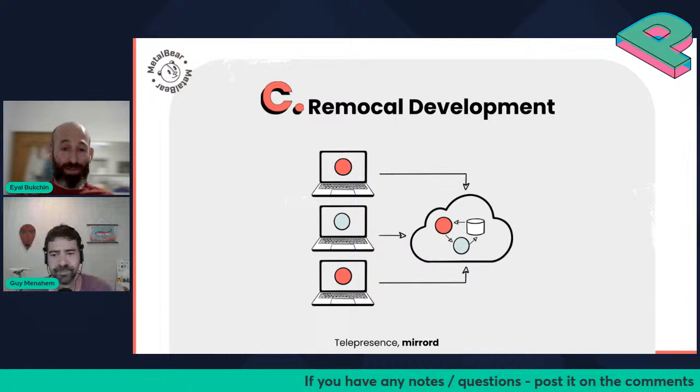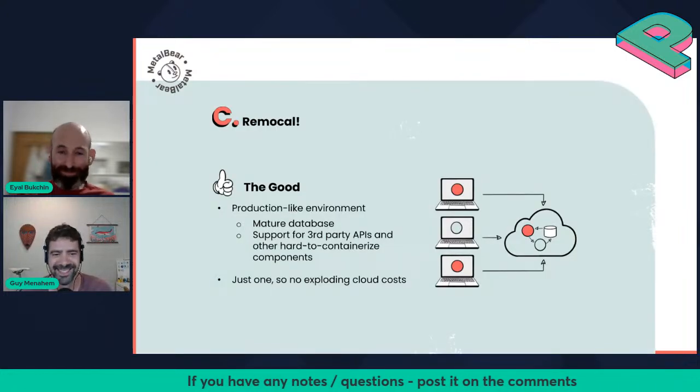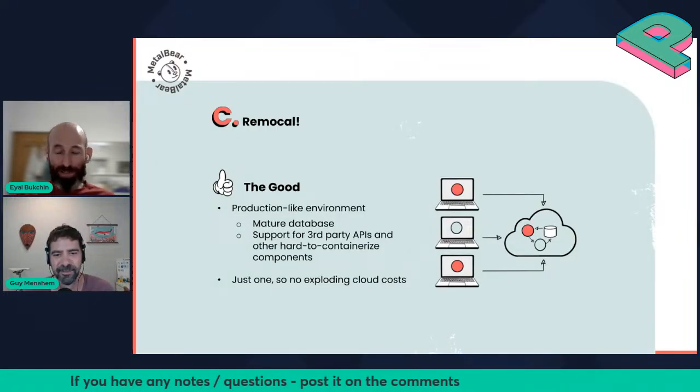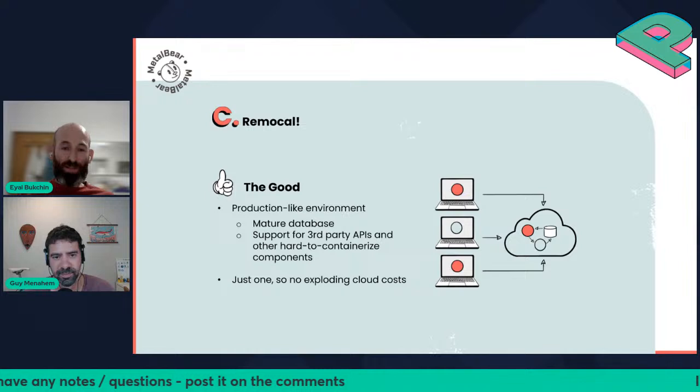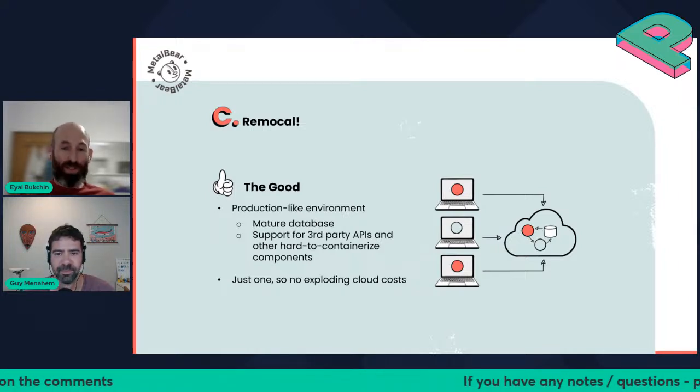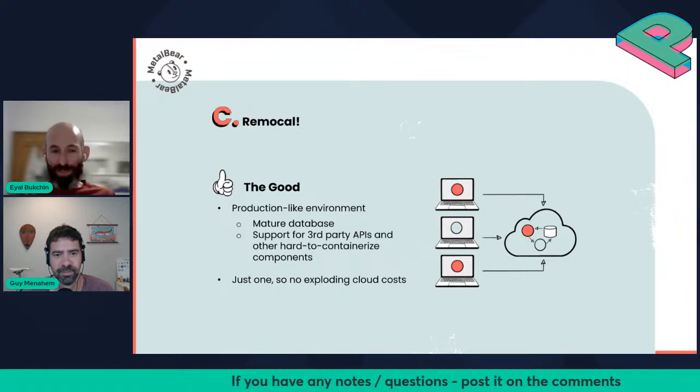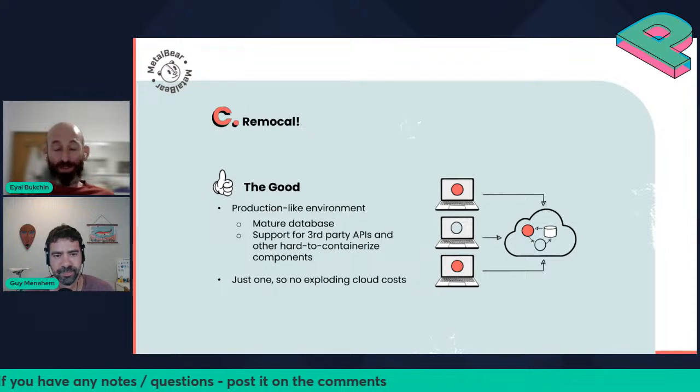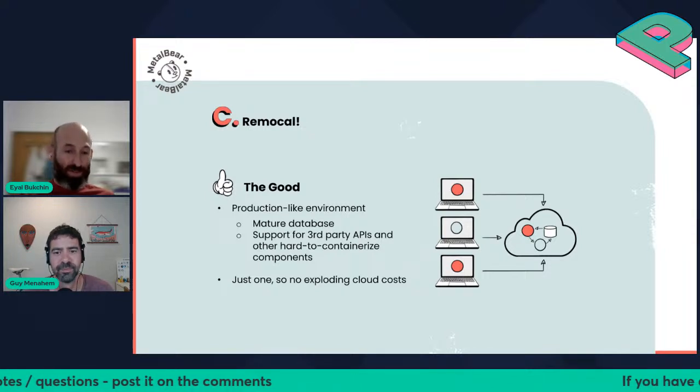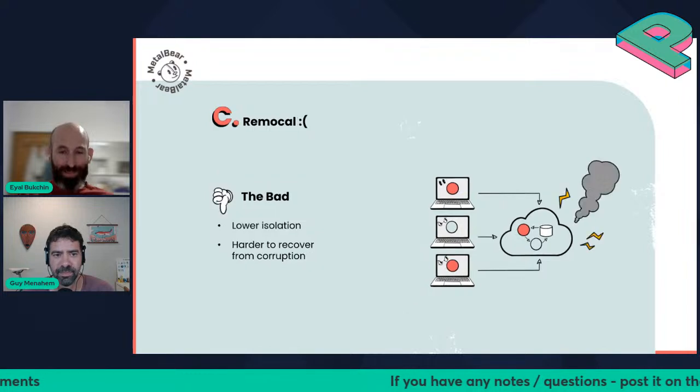And of course, MirrorD is a Remocal development tool. The advantage here is now you can test on staging, right? You can use a shared environment that's got a database, third-party APIs, etc., like the ideal testing environment. And it's just the one environment, so the cost doesn't grow with every developer joining the organization.